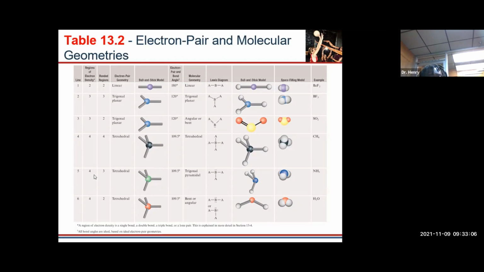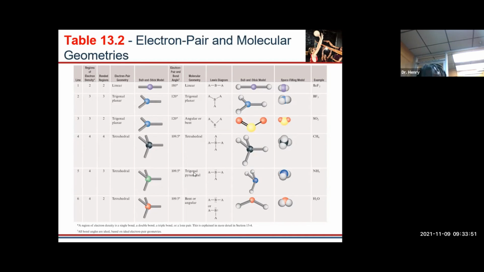Okay, so if we have 4 attachments, right? But one of those attachments is a lone pair, and 3 of them are atoms. So this guy here, its molecular geometry is going to change, but its electron pair geometry is still going to be the same. It's going to be tetrahedral because it has 4 attachments. But its molecular geometry, because we don't see those lone pairs, they're invisible to us, looks like what we call trigonal pyramidal. It'll push the hydrogens down a little bit, so it looks like a pyramid structure. So that's the reason why we call it trigonal pyramidal.